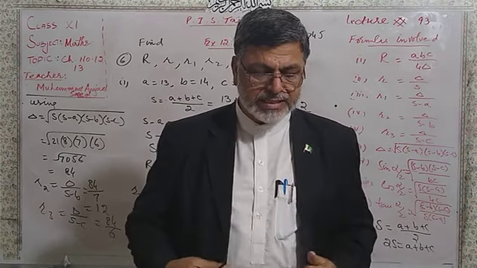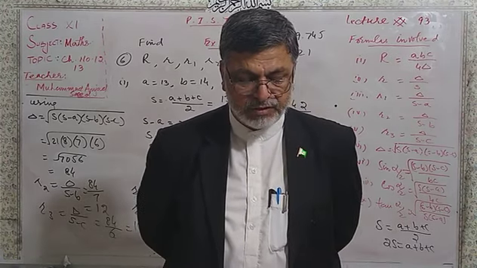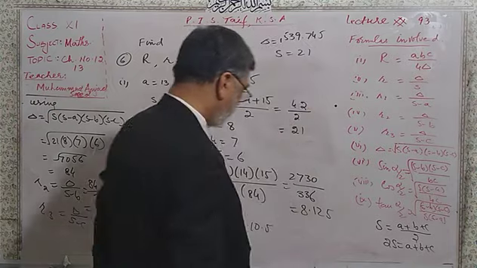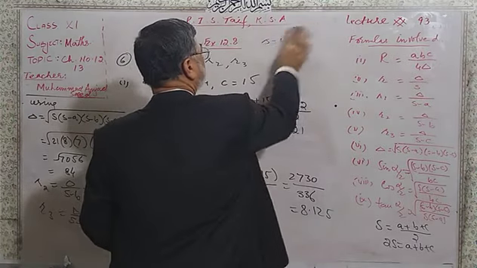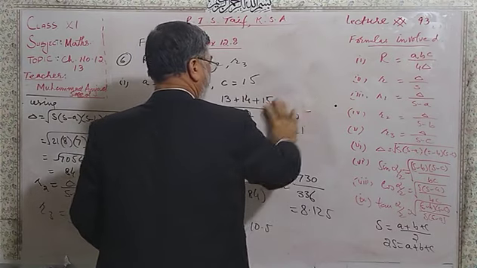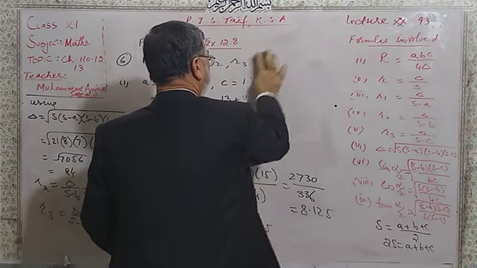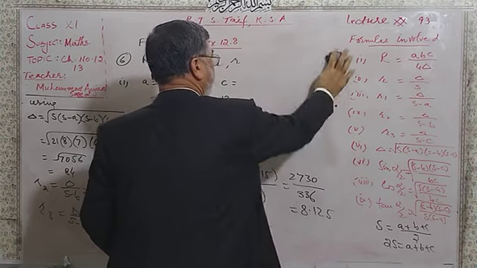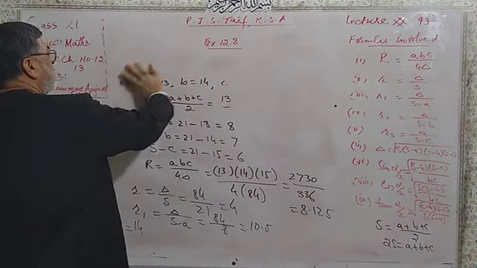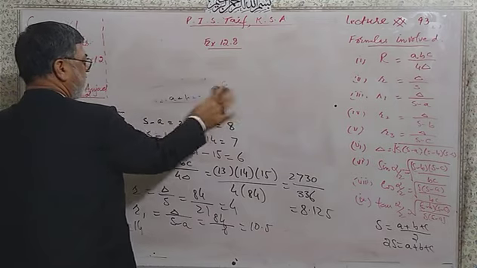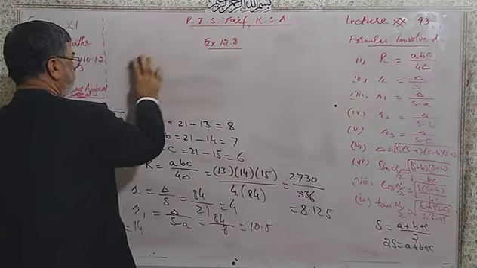After that, we have question number 7. Prove that in the equilateral triangle. Dear students, you know what is meant by an equilateral triangle. An equilateral triangle is the triangle whose all 3 sides are equal, and 3 angles are equal. That is known as an equilateral triangle.